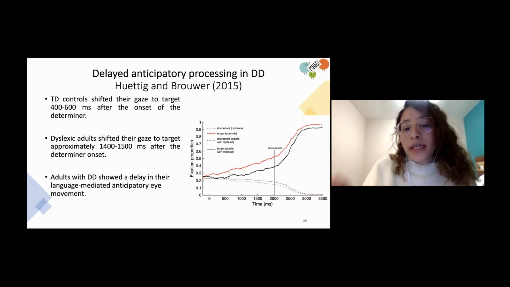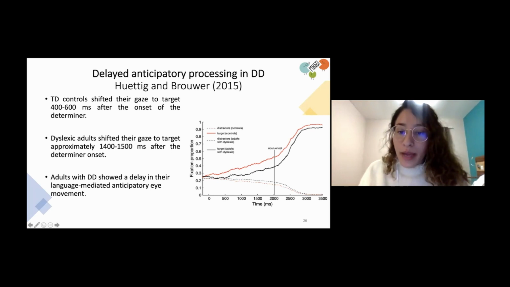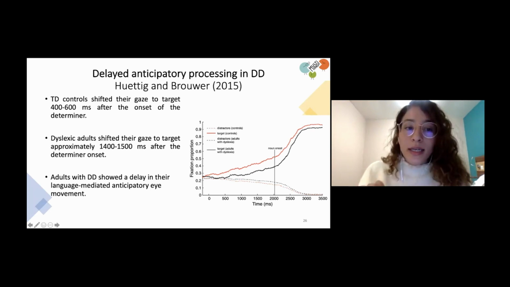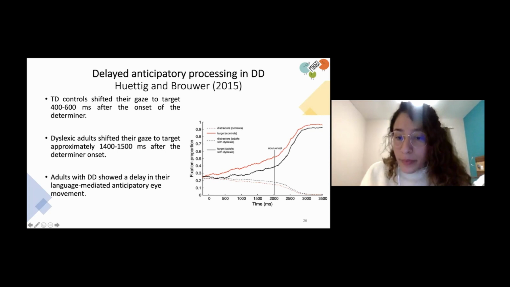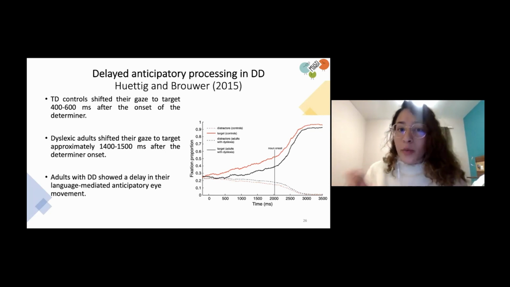So they started looking at it after they heard the determiner. But the only difference is that individuals with typical development, which are in red, started looking at the target approximately half a second after the onset of the determiner. Whereas individuals with dyslexia, which are represented with the black line, started looking at the target approximately 1.5 seconds after the determiner was said.